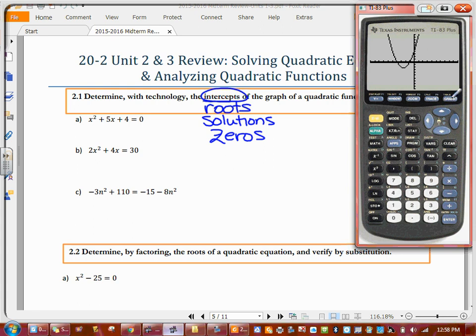Okay? If we take the next one, in order to put it in our calculator, we need to have it equal to 0. Is the second equation equal to 0? No. So that means we have to make it equal to 0. We're going to move that 30 over to the left-hand side. Now, how do I move a 30 across an equal sign? Subtract it. Good, because it's positive. So we subtract 30 from both sides. All it does is move that 30 behind that 4. So our equation is going to look like 2x squared plus 4x minus 30 equals 0.